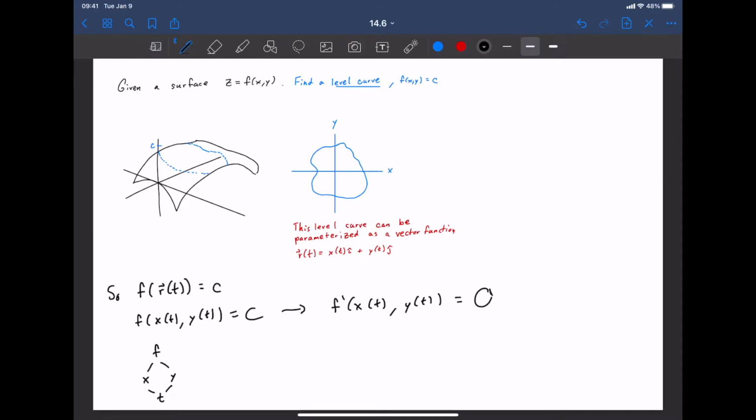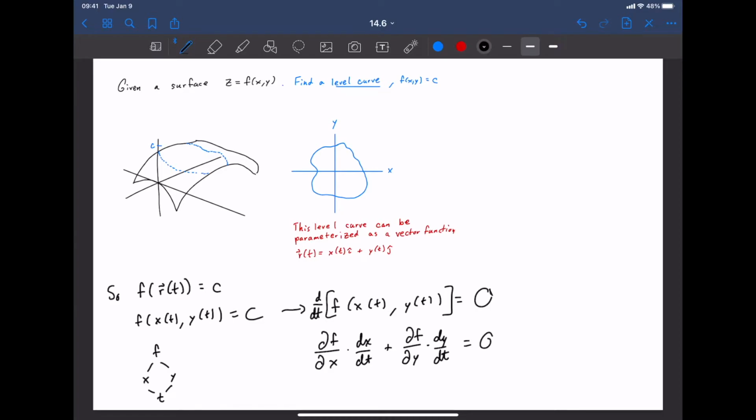What should the derivative of this with respect to t, I guess I should write it like this, it's more accurate, look like? Well, we have to use the chain rule. It would be partial f partial x times dx dt plus partial f partial y dy dt. And that would all still equal 0.